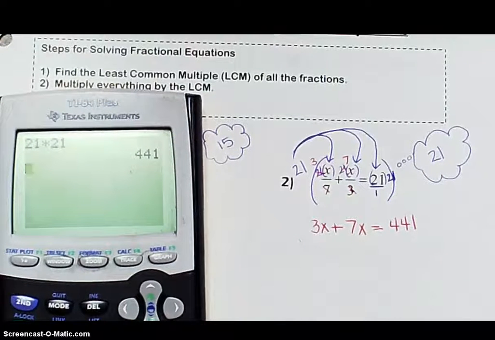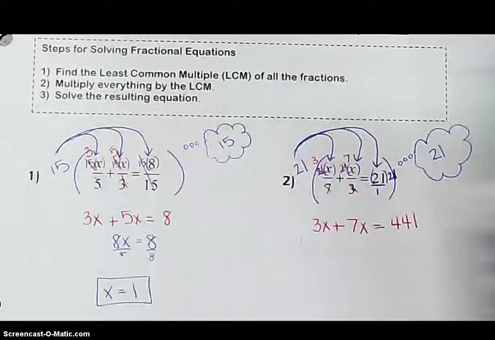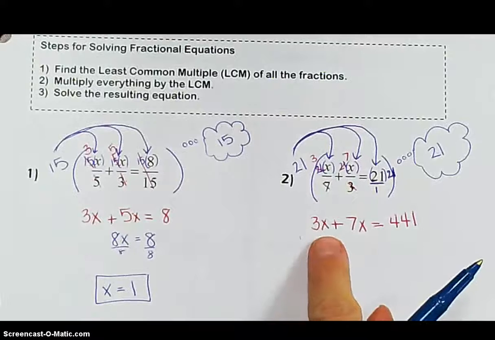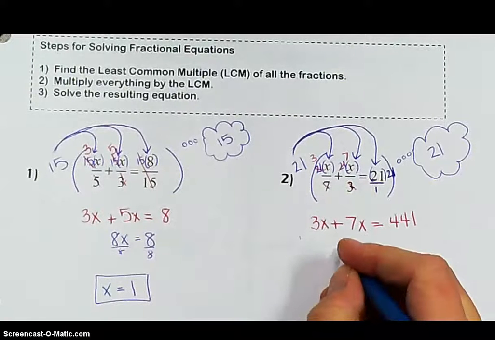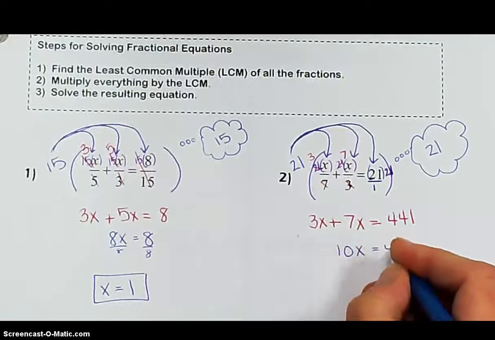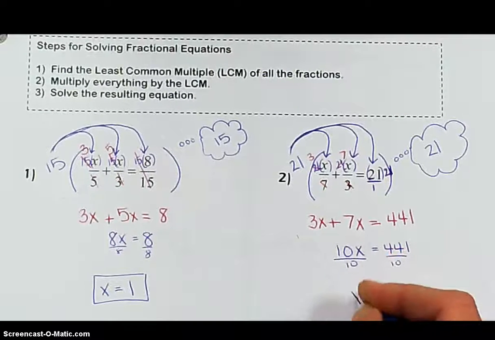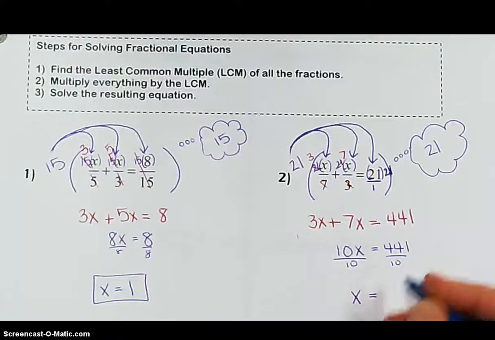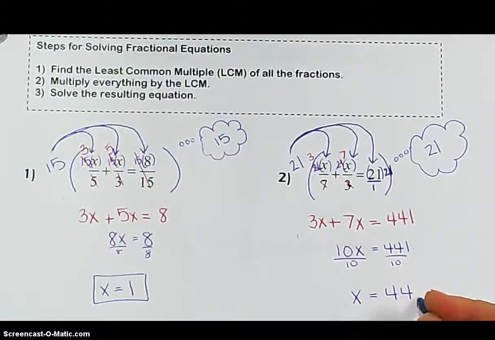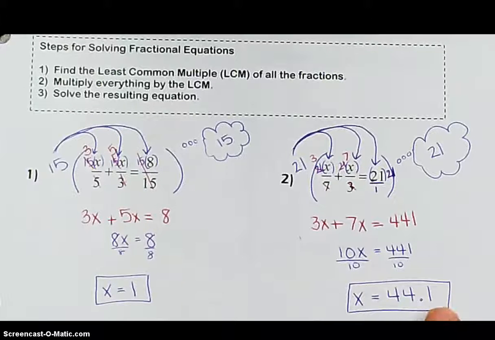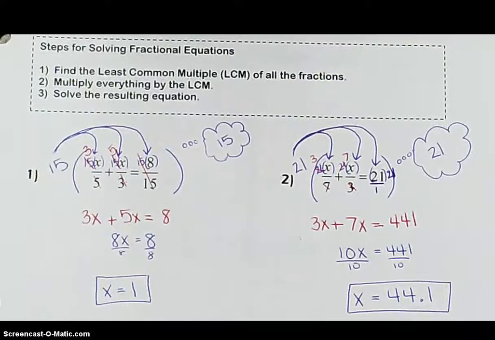Now we've gotten rid of our fractions, which is lovely, so all we have to do is solve. 3x plus 7x gives me a grand total of 10x equals 441. I'm going to divide both sides by 10, and x is equal to, when you divide by 10 you move the decimal over 1, 44.1. That is a rational decimal because it terminates. And we've got it. Let's move on to number 3.